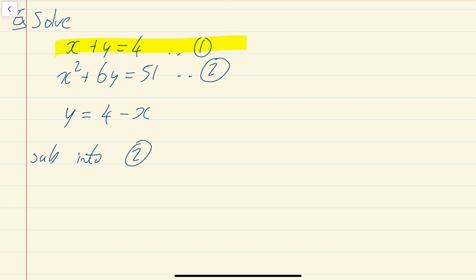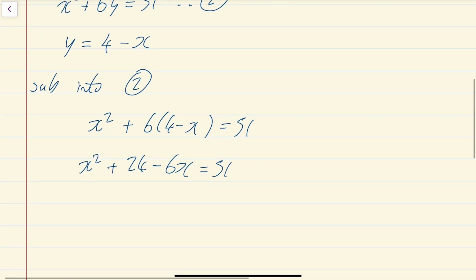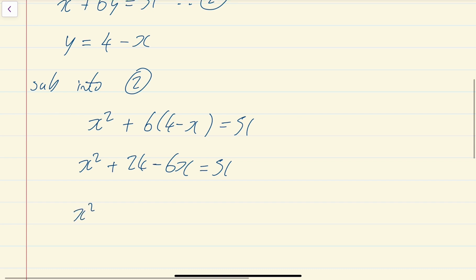So you sub into equation 2, which means everywhere you see y, you're just going to replace y with 4 minus x. So that's what you've got. So multiply that out and tidy up. That's going to be 24 minus 6x is equal to 51. And then you could bring all the terms to one side.